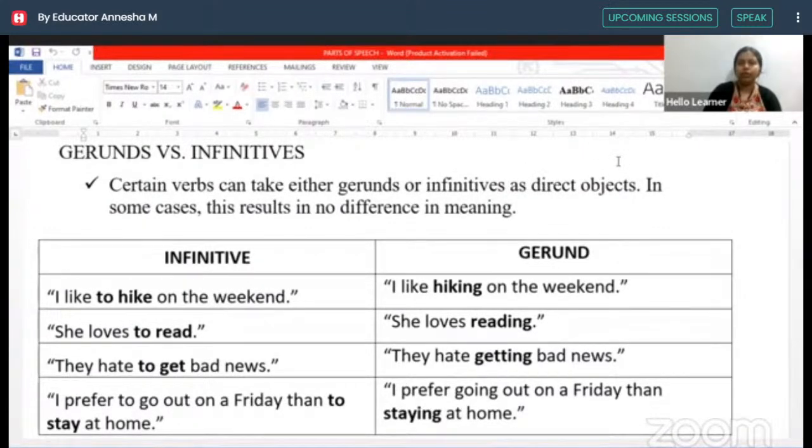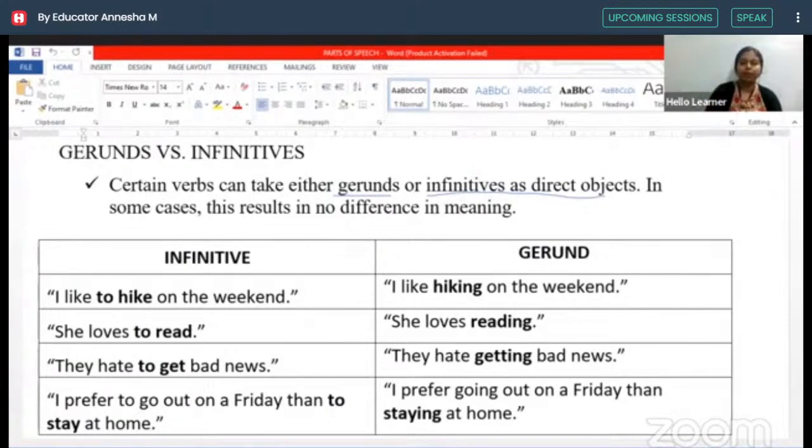So we will look at the first rule. Certain verbs can take either gerunds or infinitives as direct objects. In some cases, this results in no difference in meaning. Try to understand well what is being said. Some verbs can take either an infinitive or a gerund for the direct object, and both of them will have the same meaning. So you can use them interchangeably. You can interchange the words and use them, right?